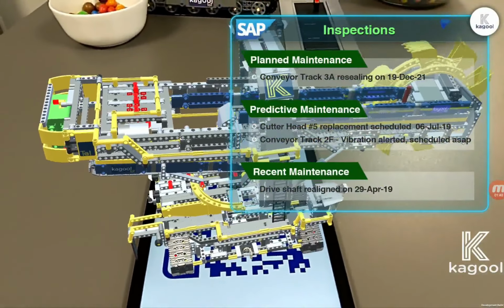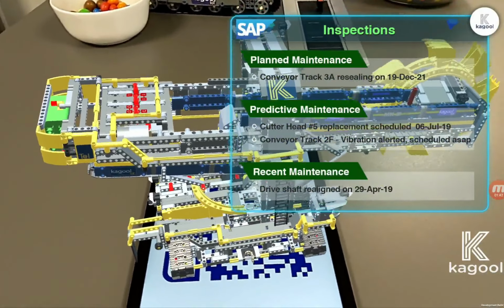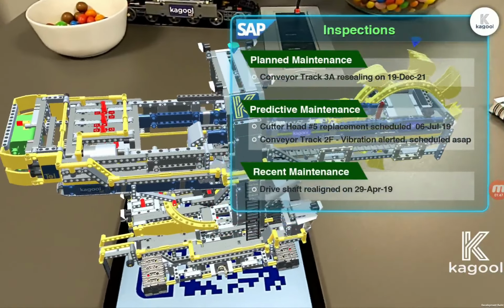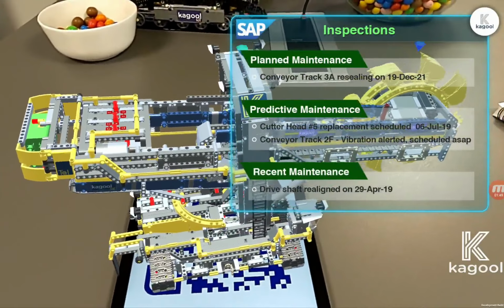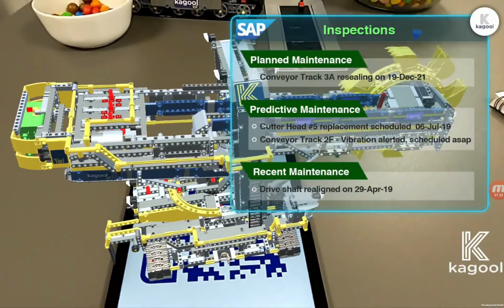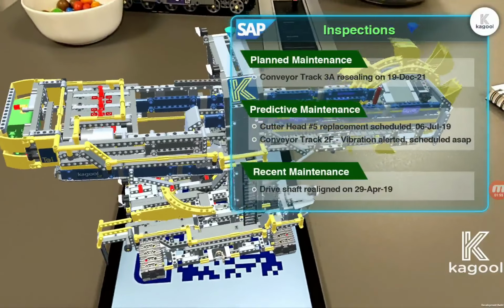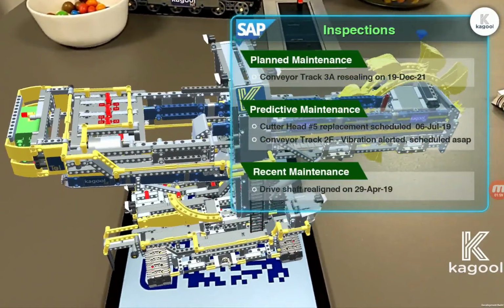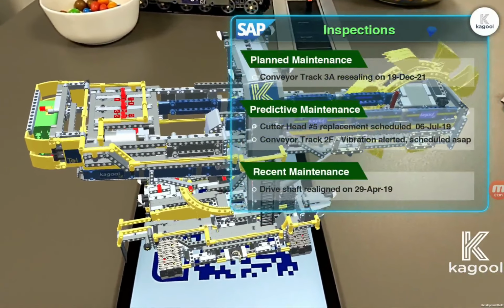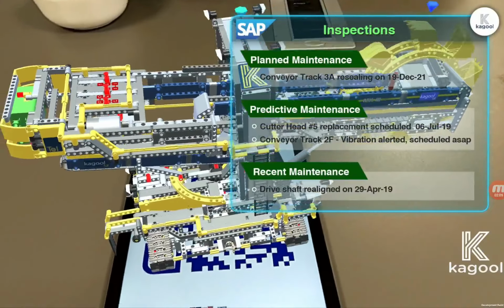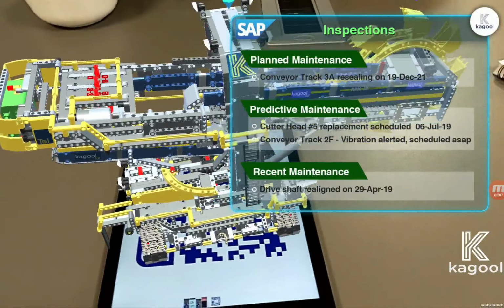So we've pulled in some planned maintenance activities for this piece of equipment. We can see that there's the conveyor track 3A. These will be resealed on the 19th of December, 2 years' time. Then we've identified some predictive maintenance tasks, such as cutter head replacement, and this is all test data. And we can pull all the recent maintenance activities as well.